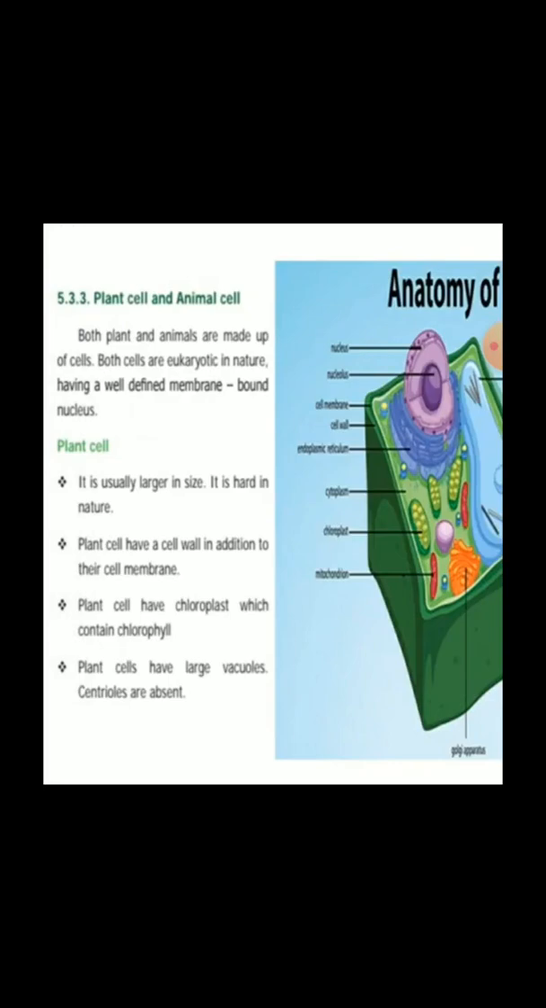Both plants and animals are made up of cells. Both cells are eukaryotic in nature, having a well-defined membrane-bound nucleus. The first one is the plant cell.